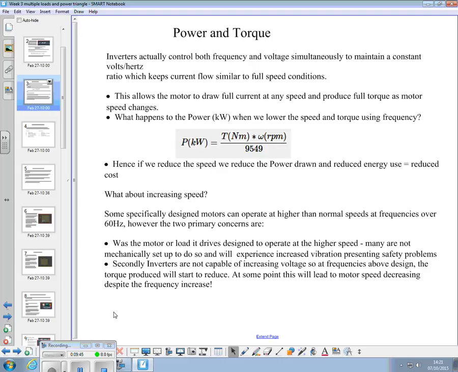Secondly, inverters are not capable of increasing voltage, so at frequencies above the design of that motor, they can't put more voltage in. So that means the torque will start to reduce because the current's going to go down. So although you can do it, there are implications to running beyond the design speed of the motor. At some point that will lead to the motor speed decreasing despite you asking it to increase the frequency, because with less current, eventually you get to that point where a law of diminishing returns cuts in.